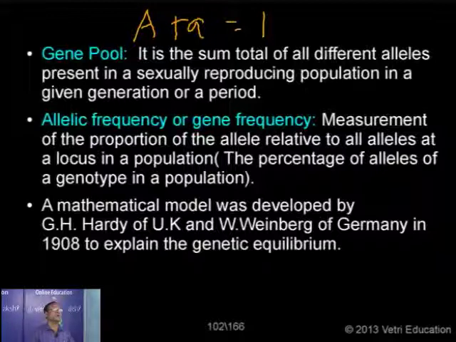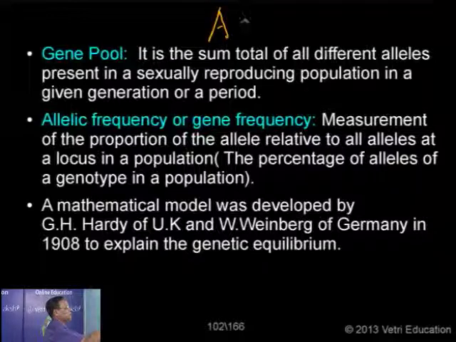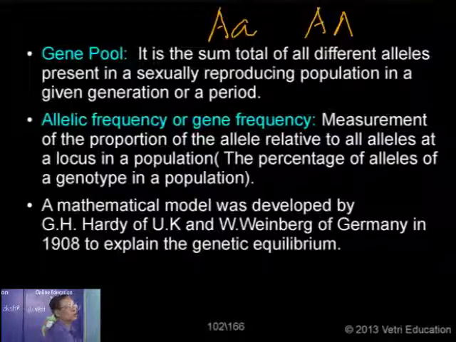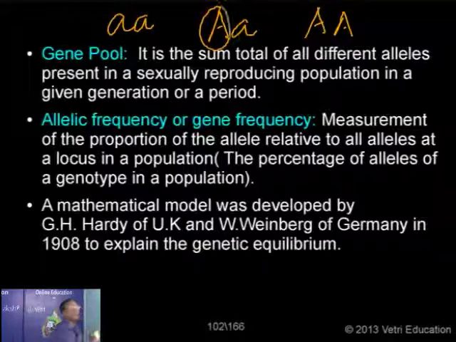Now what do you mean by allelic frequency and gene frequency? It is the measurement of the proportion of the allele relative to all the alleles present at that particular locus. Simply we can say it is the percentage of an allele of a genotype. Suppose we take the genotype A. This is a heterozygous genotype, or, for example, a homozygous dominant genotype, or a homozygous recessive genotype. Now what is the percentage of capital A? Where you take the sum total of A plus a is equal to 1.